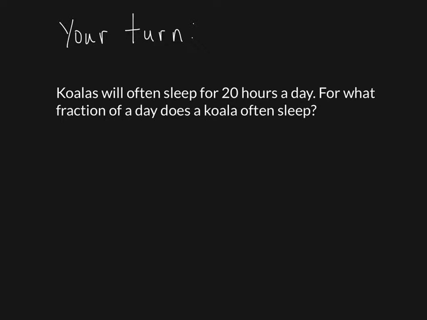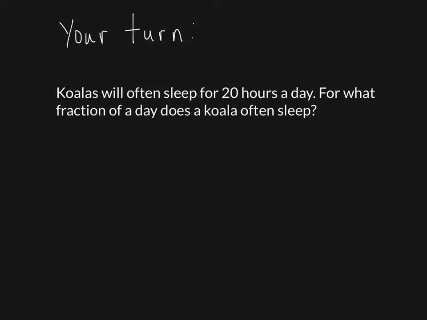Okay, here's our last problem. And we will need to solve some story problems in our problem set tomorrow. So this is an example of that. Koalas will often sleep for 20 hours a day. For what fraction of a day does a koala often sleep?